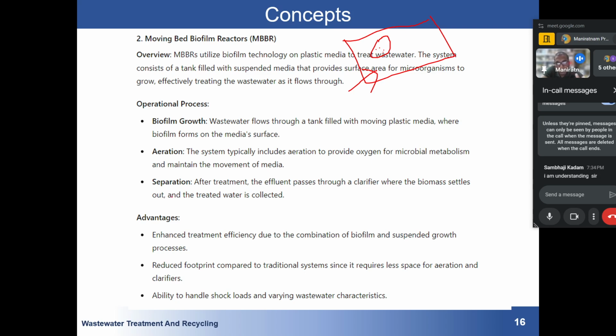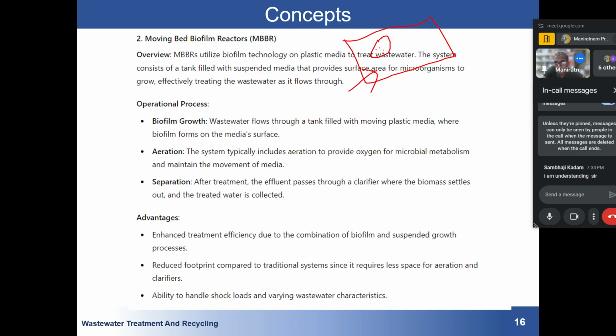The moving is done for a purpose: there is natural aeration, so no external aeration is provided. The movement is in such a way that there will be some splashing of wastewater, and so we will have proper aeration. The system typically includes aeration to provide oxygen for microbial metabolism and maintain the movement of the media. Okay, and finally we have separation. After treatment, the effluent passes through the clarifier where the biomass settles out and treated wastewater is collected.